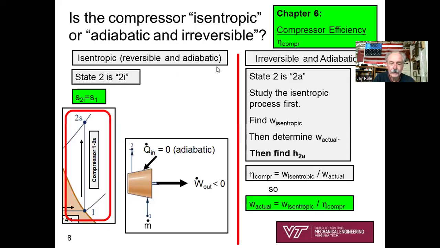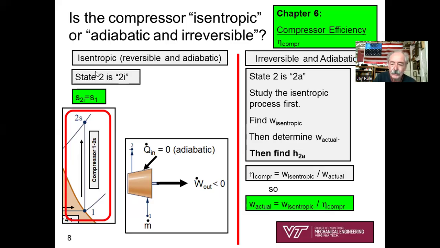Let's go a little further, okay? And so that covered the isentropic compressor. No, it covers both situations. But is our compressor isentropic, reversible adiabatic, or is it adiabatic and irreversible? Let's look at both of those cases.